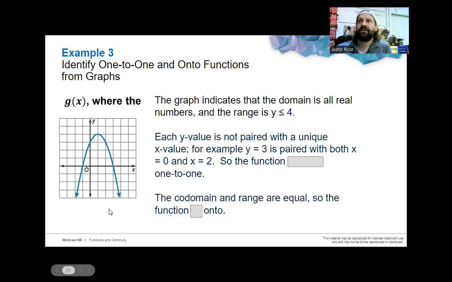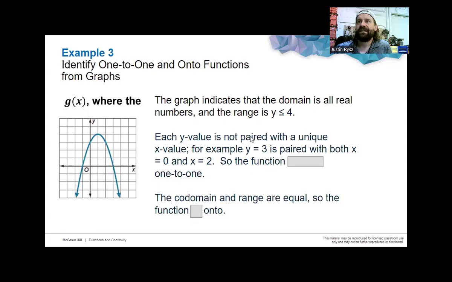Okay. Next, let's look at this graph here. The domain would be all real numbers because this goes all the way to the left, all the way to the right. Eventually it will get there. And the range is y is less than or equal to 4. It looks like we start here at 4 and we go down.